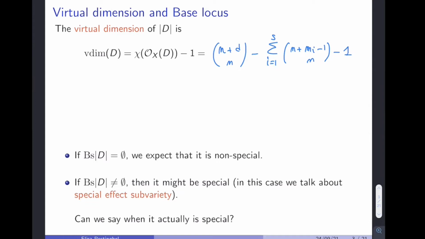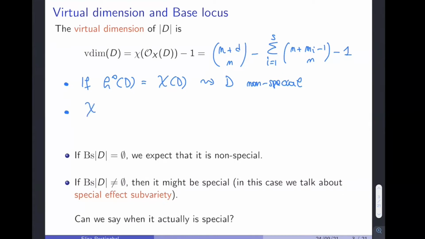So this is the virtual dimension, and then we can say that if the dimension of the linear system, or in other terms, if the number of global sections of the sheaf equals the Euler characteristic, then we call D non-special. So it doesn't have a special behavior. It behaves as expected. And the second observation, as I said, is that the measure of the speciality of the linear system is encoded in the first cohomology group, H^1.